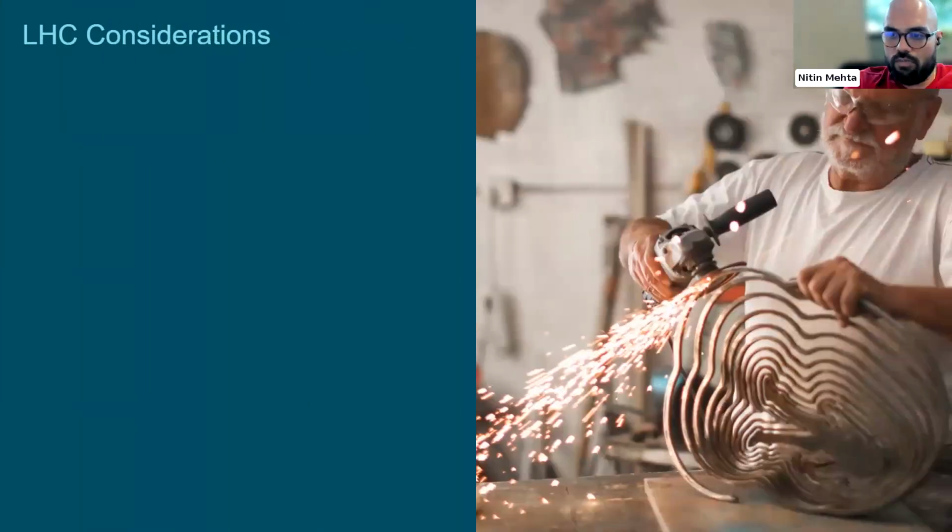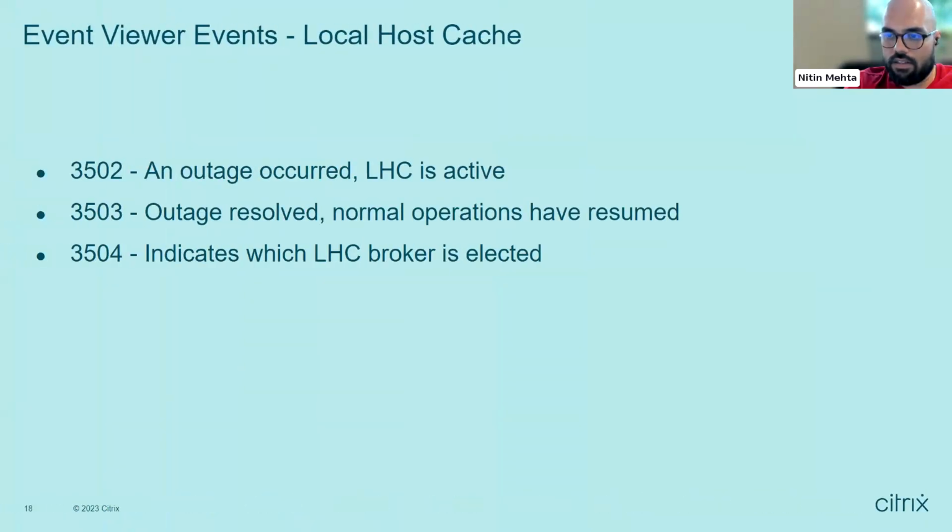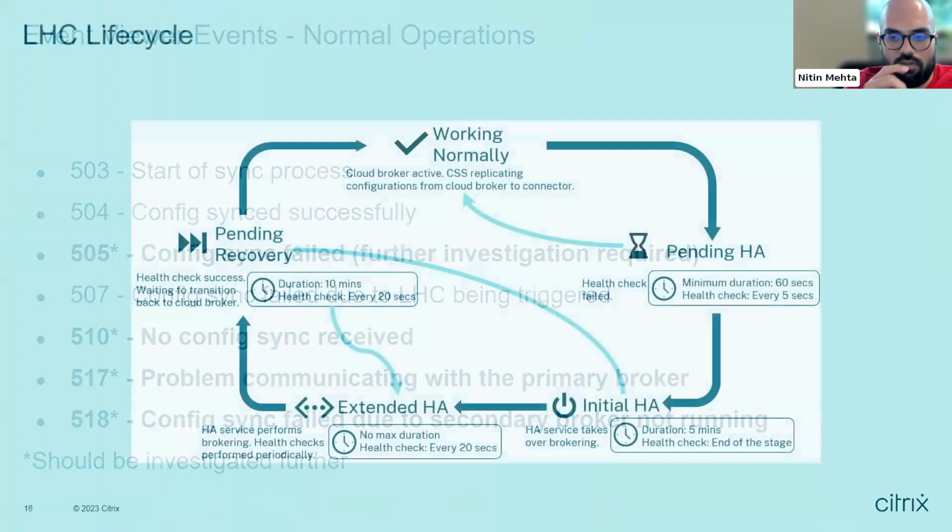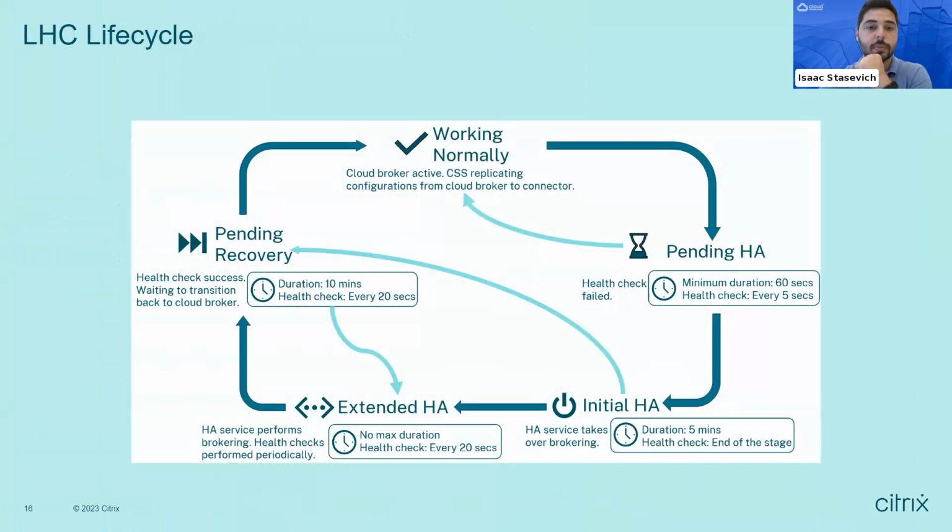Yeah, I think just your previous slide, Isaac, there were questions based on the LHC flow diagram. Is that a 6-minute expectation for LHC activation to complete, meaning 60 seconds plus 5 minutes? Yeah, so the 60 seconds will be downtime. This is where we're monitoring the health. We're making sure we're not going into localhost cache if it's just a blip. This initial HA is not necessarily an outage, but it's possible. So this is the time where our VDAs are re-registering with that secondary broker service. If there's a VDA that is available and registered, your user will be able to launch.